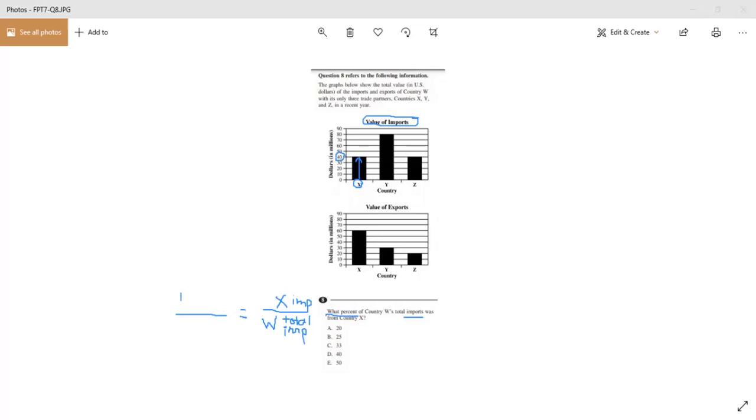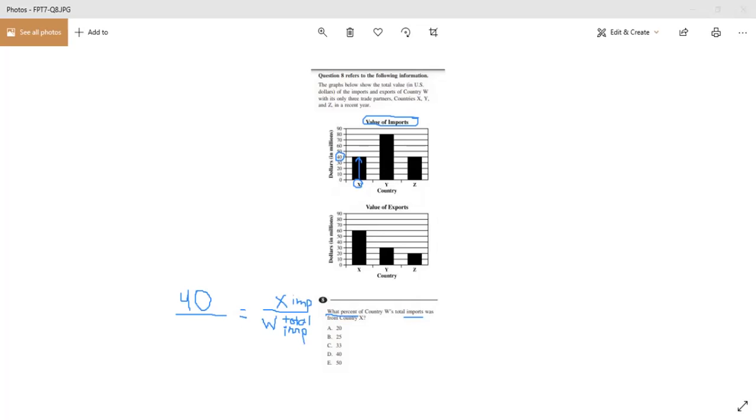And I'm just going to put the number 40. We're not going to worry about adding that million. Everything in this problem is kind of reduced by the scale, so we don't have to put the full number 40 million. We can just put 40, recognizing that that is 40 million. All right, and then W, the total imports coming into country W. Well, total is going to be from all the different countries, no matter what country it's coming from.